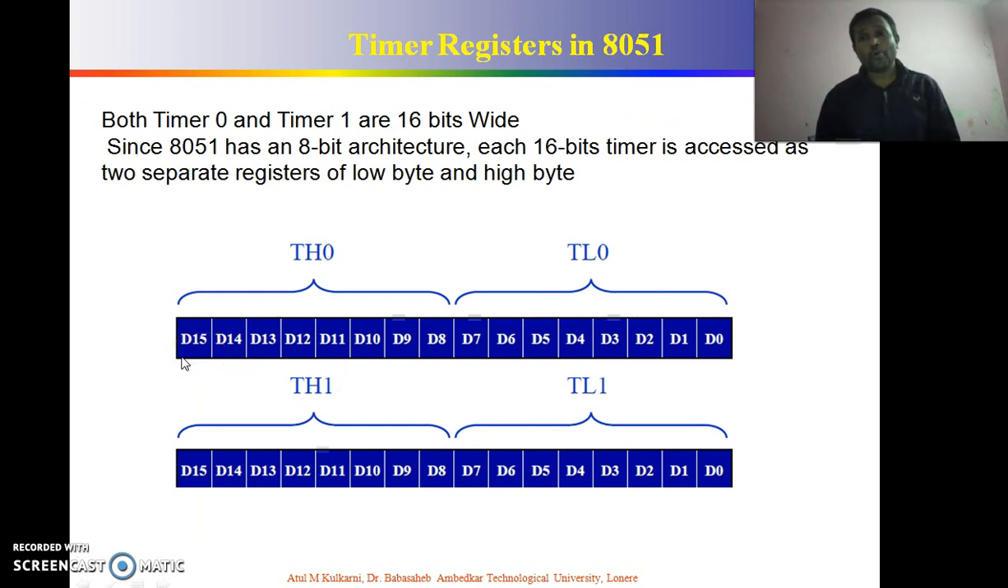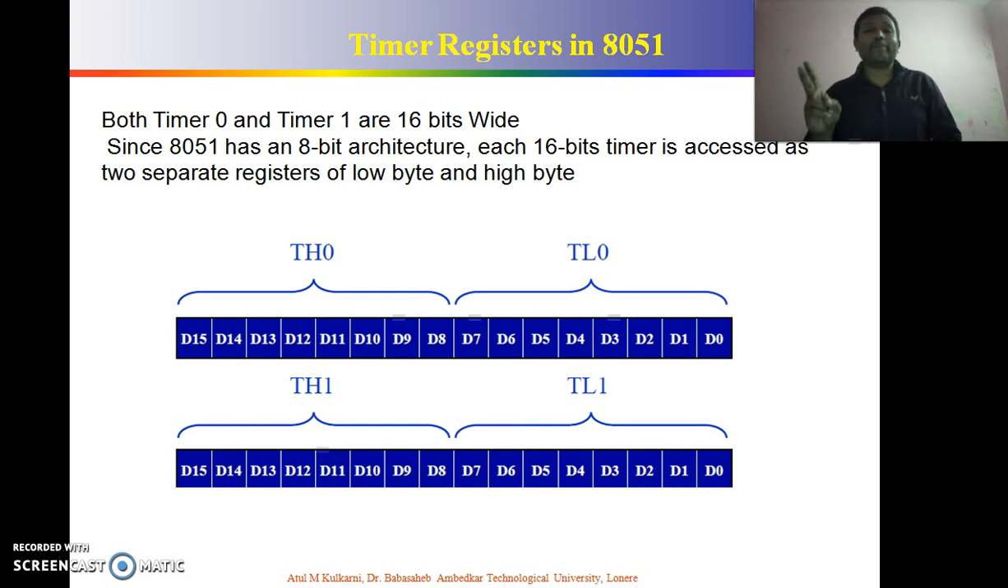As we know, the 8051 microcontroller provides 2 timers/counters. Both the timers are of 16-bit size. And as we know, the 8051 is an 8-bit microcontroller, but it provides 2 timers of 16-bit size. Hence, the timers are named timer 0 and timer 1. For timer 0, we need a 16-bit register. For timer 1, we also need a 16-bit register.